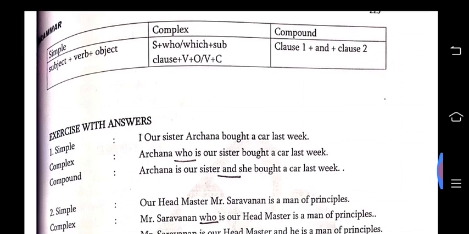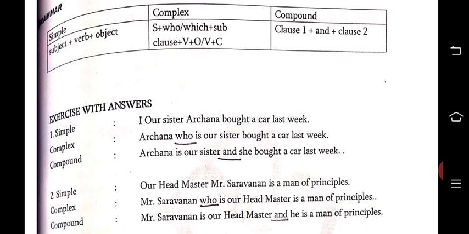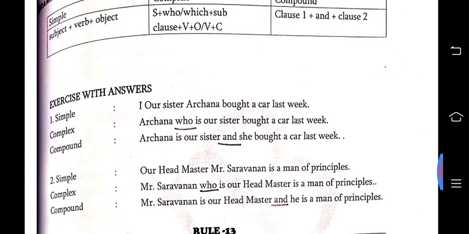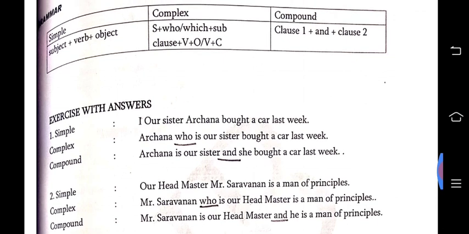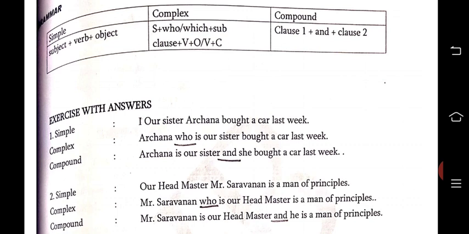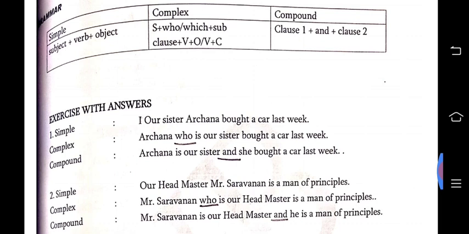But in this type of sentence it is the same thing, a little bit different. Here: subject plus relative pronoun plus clause, and then verb plus object. Archana, who is our sister, bought a car last week. That's all. Just make sure that whenever you write complex sentences like this, you use the relative pronoun.